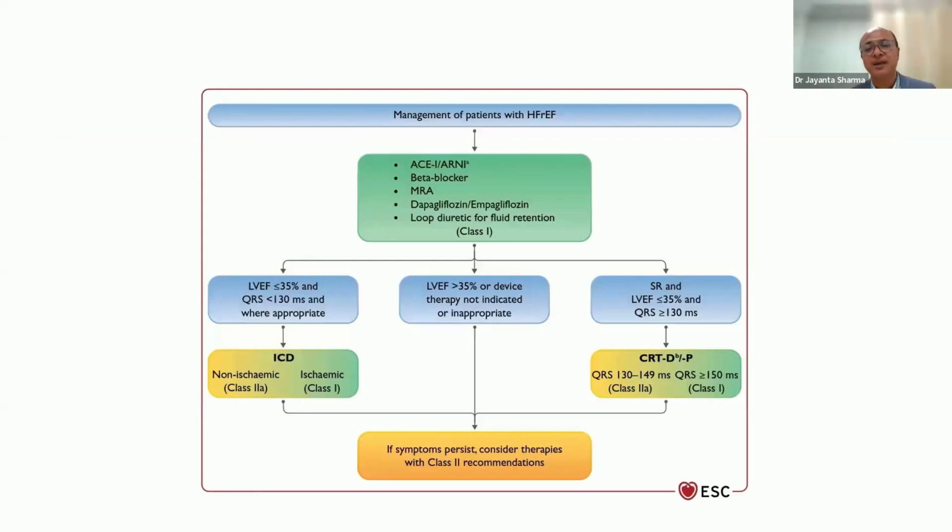So broadly, in the last slide, on management of heart failure from the medical point of view, the first drug of choice is loop diuretics, number 1, followed by ACE inhibitor, beta blocker, MRA, and dapagliflozin. If the ejection fraction is less than 35%, we can think about an ICD. If the ejection fraction is more than 35% and symptoms still persist, we can think about CRT and other interventional management.